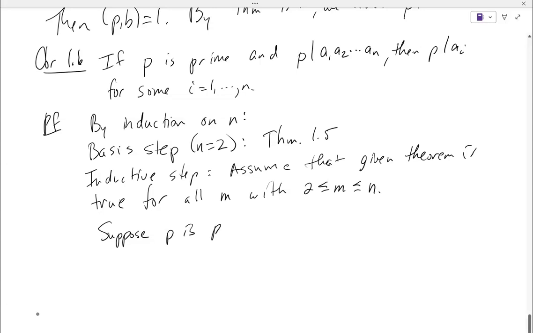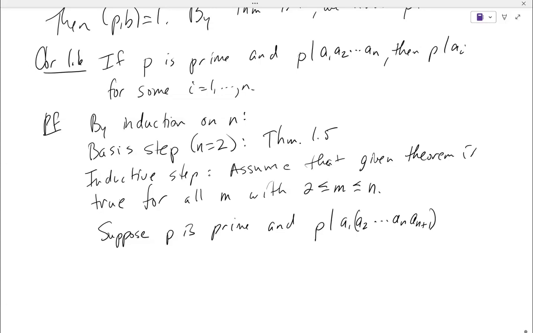that P is still prime, and P divides a product of n plus 1 things. The number that's changing is the number of factors that we have, right? Well, let's be clever a little bit and put in a set of parentheses here. Instead of considering it as n plus 1 things, how many things did I just consider it as, by putting those parentheses in there? 2, right?